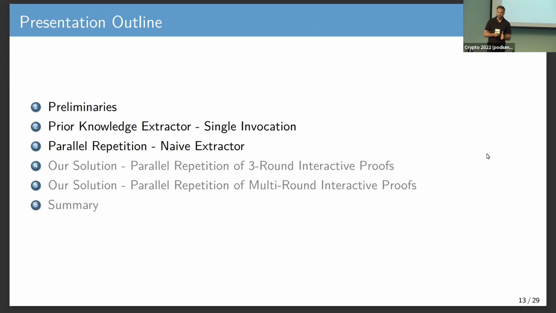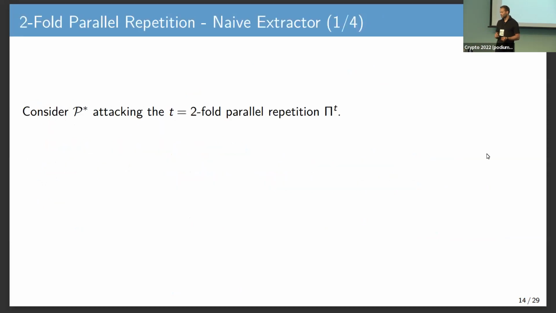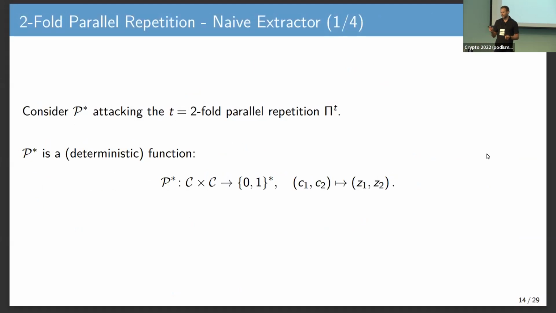So let us now try to generalize this approach to the parallel repetition and see what goes wrong. For simplicity, we only consider the 2-fold parallel repetition, but all of this also works for arbitrary t. Now P star is a prover attacking this 2-fold parallel repetition. It's still deterministic. We can see it as a function that takes as input 2 different challenges, 1 for each of the parallel invocations, and it also outputs 2 bit strings Z1 and Z2, 1 for each of the parallel invocations.